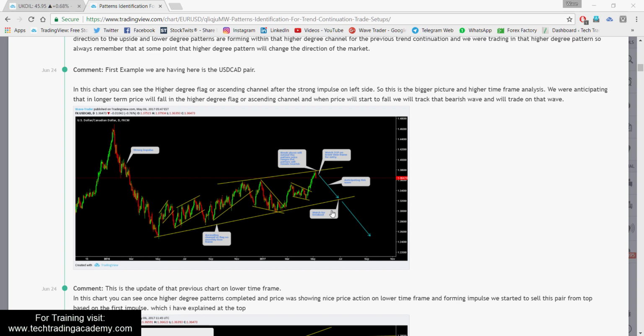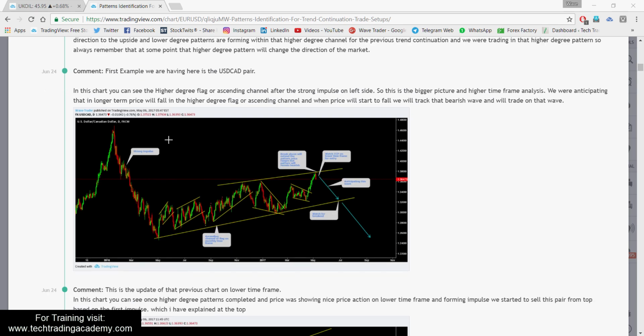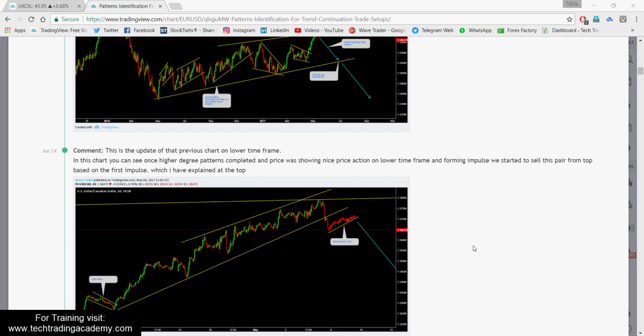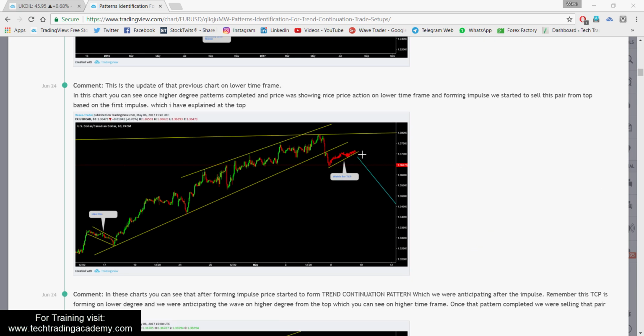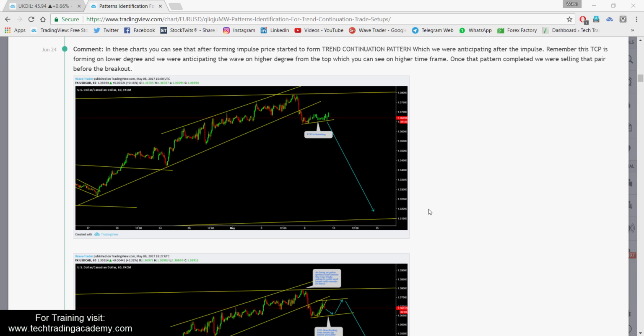Here in this example, this is the bigger pattern: impulse, continuation formation. And we have a similar pattern formation here on the lower time frame: impulse and continuation formation. Both patterns are the same.